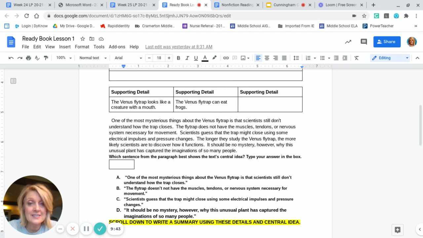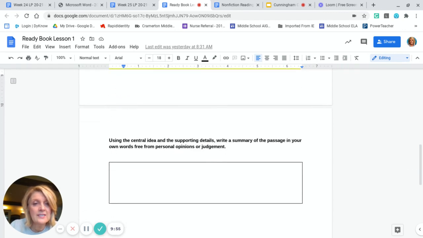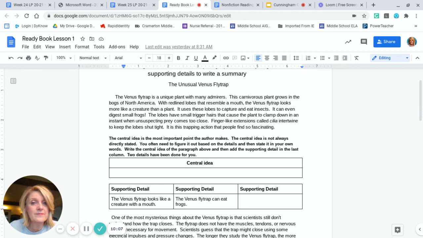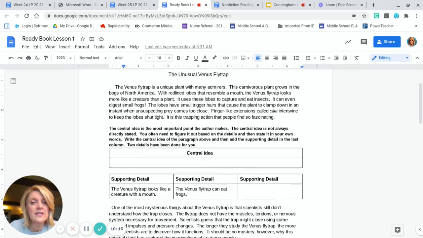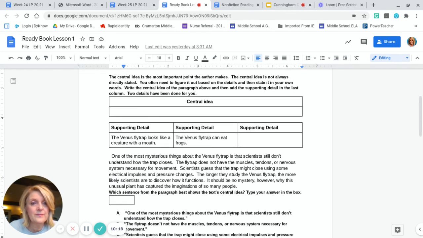6.2 is basically finding central idea and details. So you're going to read your choices, and you're going to type your answer in this box. Then you're going to scroll down, and you're going to use this information about the central idea and the details, and you're going to type a little paragraph just like I showed you with Grandfather Tales. You're going to type a paragraph here and you're going to tell me what this passage was about. With the Venus flytrap, you're going to tell me, based on the central idea and these supporting details, write a paragraph summarizing the passage.